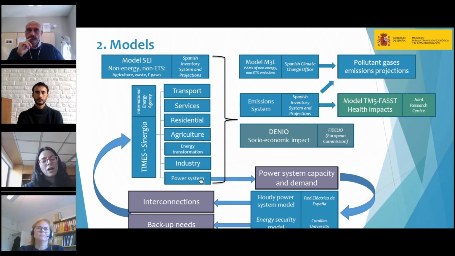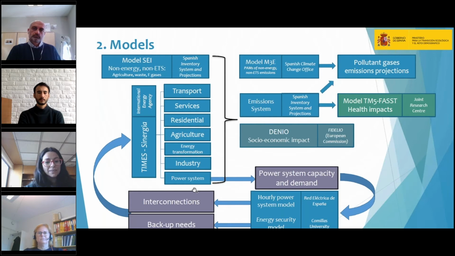We need to have a dedicated model for the power system in order to take all the data for power system capacity and also demand, and use a model of economic dispatch for this power system. And we use two different models, one that was managed for the TSO of the energy system, Red Eléctrica de España, and the other that was developed by the University of Comillas.